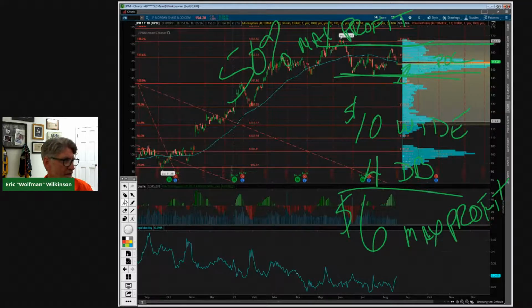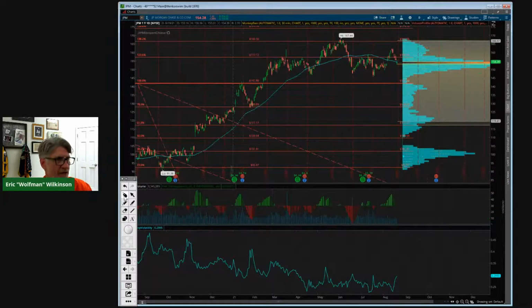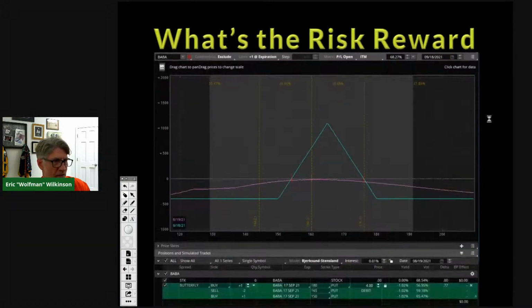Now, if we go over and look at the Analyze tab on this trade, you'll be able to see, maybe not. There we go. It's the Baba trade again. Why didn't anything save? You guys are killing me.